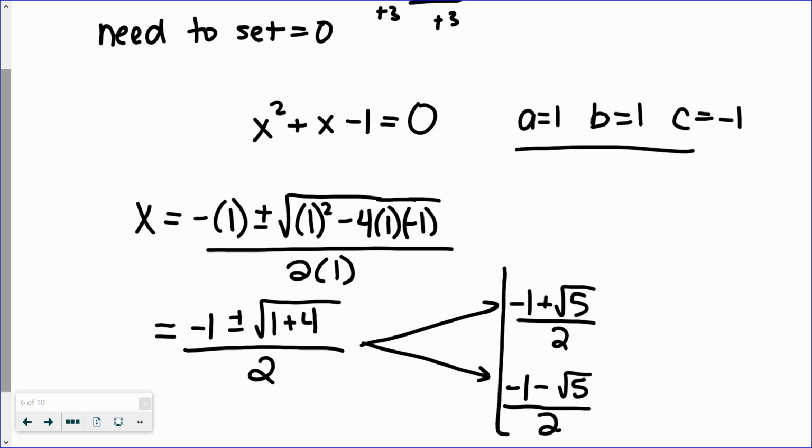So again, this is the quadratic formula. So we have two answers there that would actually make the equation true.